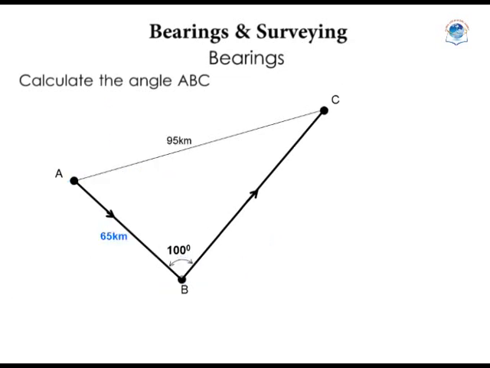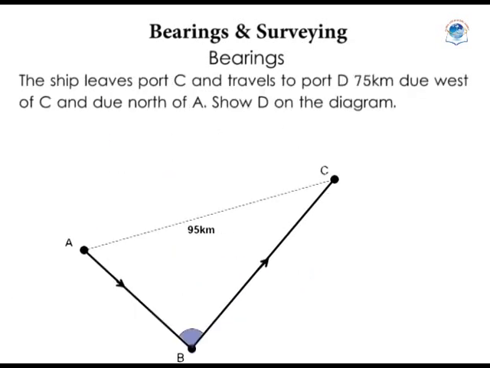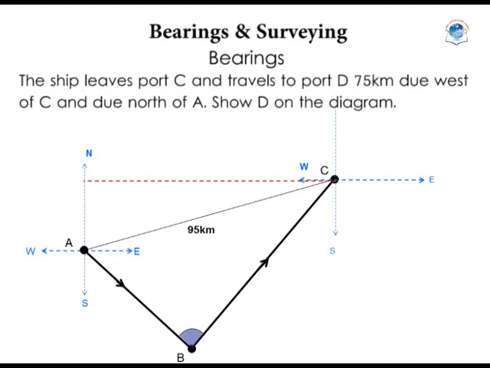Now, the ship leaves port C and travels to port D, due west of port C and due north of A. Show port D on the diagram. So we have our compass back at point C. D is due west of C, so along this line, and then north of A, so this is D.